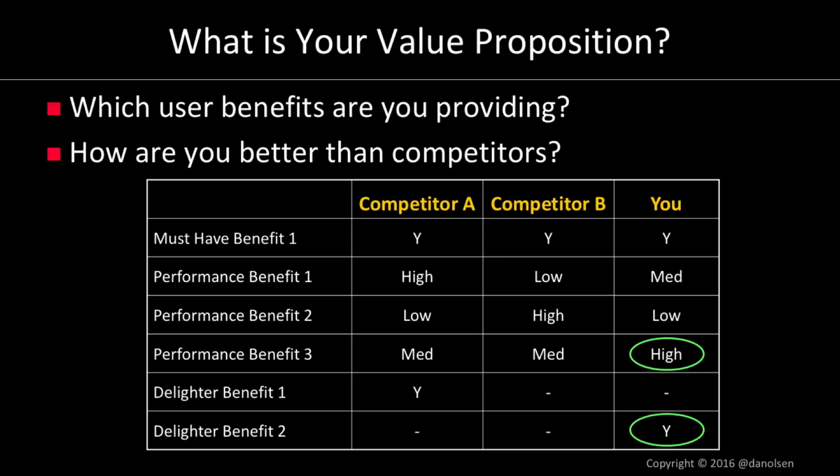At the end of the day, the things that separate your product and make it special are not the must-haves. It's the performance benefits where you plan to outperform significantly, and your unique delighters. And this is basically the essence of product strategy, right?